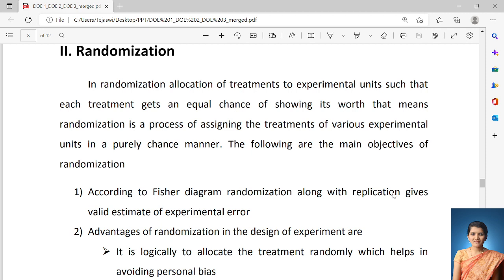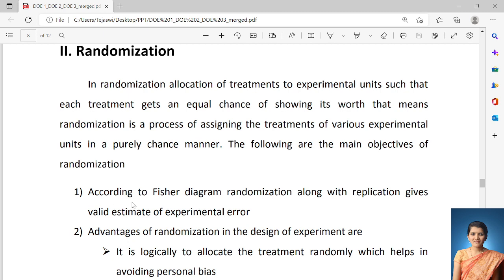The next principle is randomization. Randomization means randomly allocating treatments in the experiment. In randomization, treatments are allocated to experimental units such that each treatment gets an equal chance of showing its worth. That means randomization is a process of assigning the treatments to various experimental units in a purely chance manner. The following are the main objectives of randomization. If we use randomization, we remove human or personal biases.